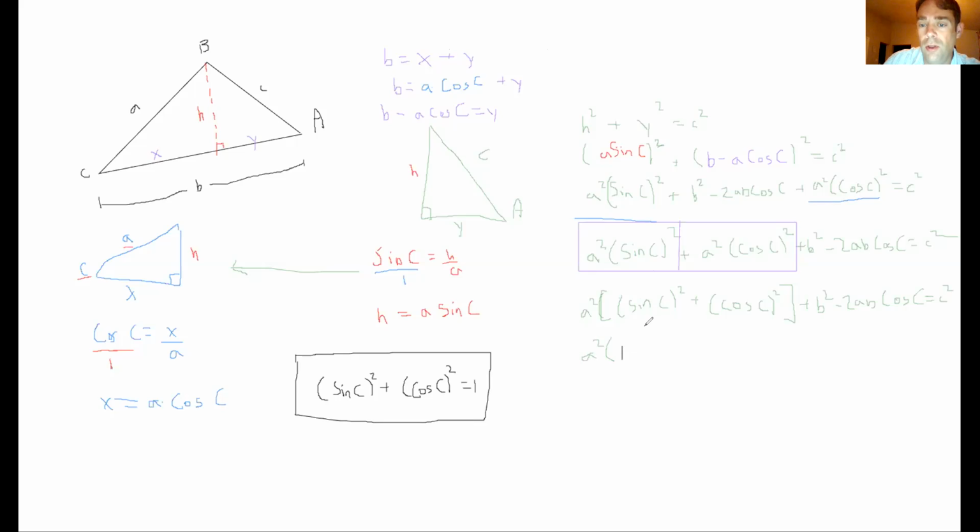So the big ugly sine c's and cosine c's end up going away. And we get something very similar looking to the Pythagorean theorem. It just has this extra 2ab cosine of c.